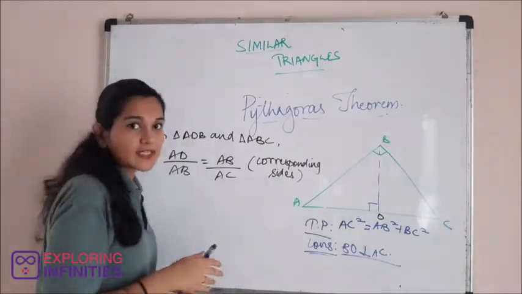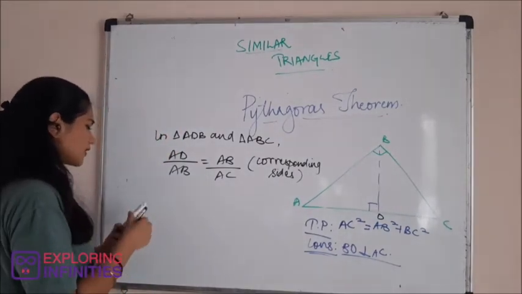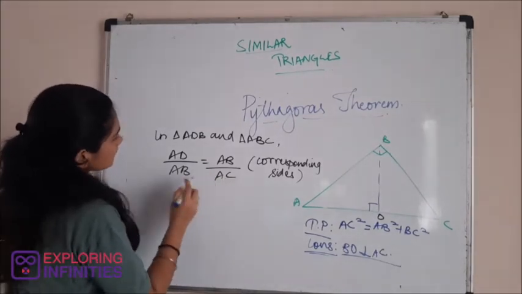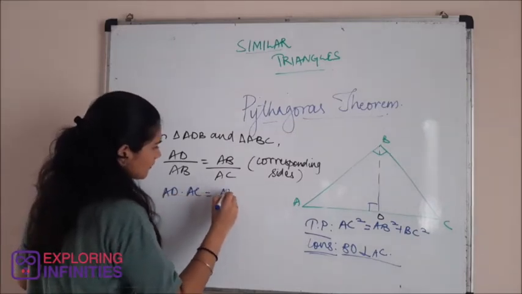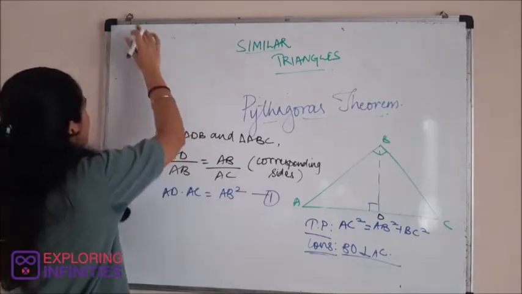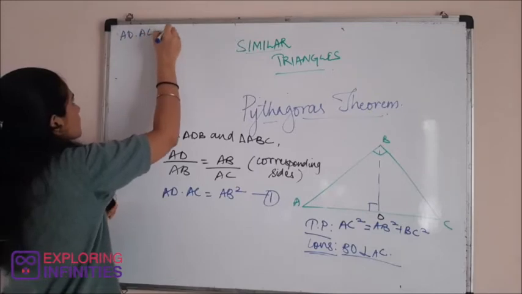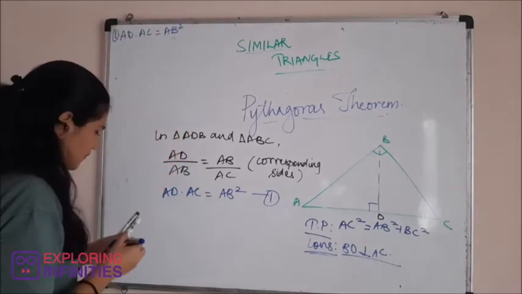So you have AD divided by AB equal to AB divided by AC. Ratio of corresponding sides is equal, as you know. So now let us do one thing. We'll just cross multiply this. So AD into AC equals what? AB square. So we'll mark this as 1 and we'll write it here. AD into AC equals AB square. So this is our first observation.